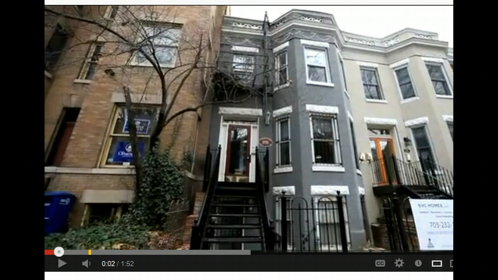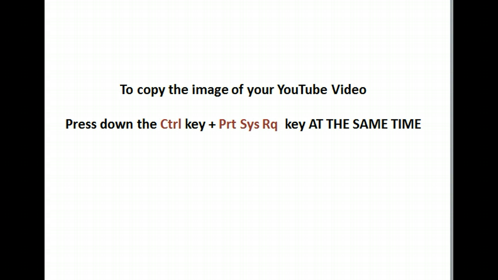To begin using this method, you will first decide what YouTube video you want to use. Once you choose your video, you will do the following. In this example, I will be using this particular image for my video. And to copy, you will do the following. To copy the image of your YouTube video, you will need to do the following.